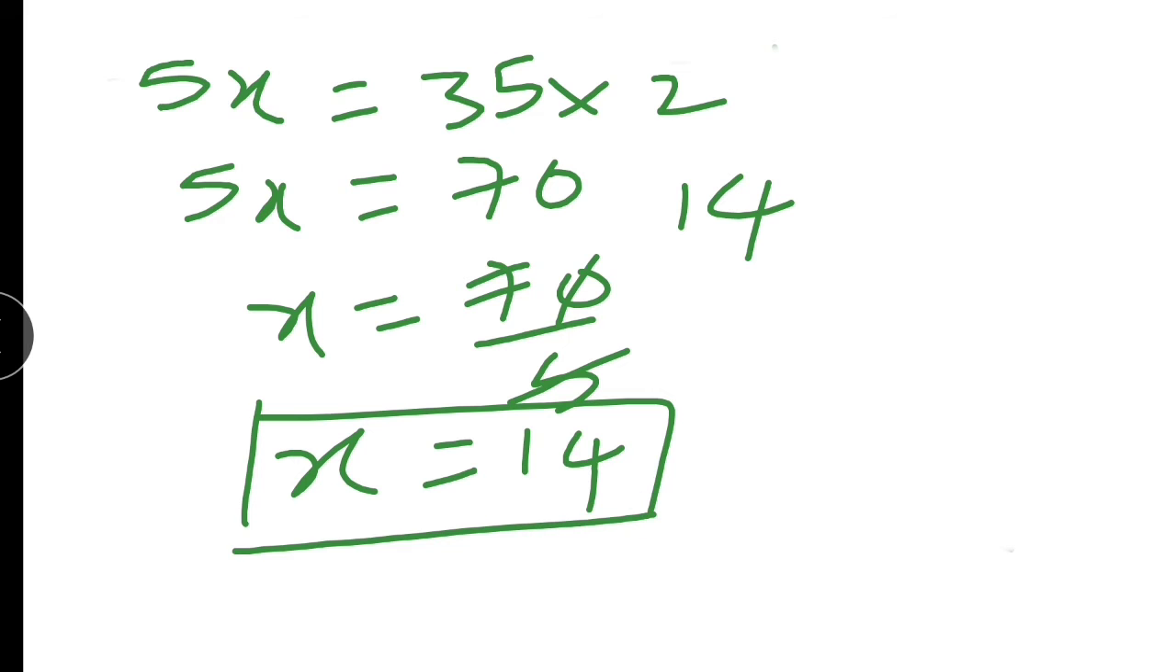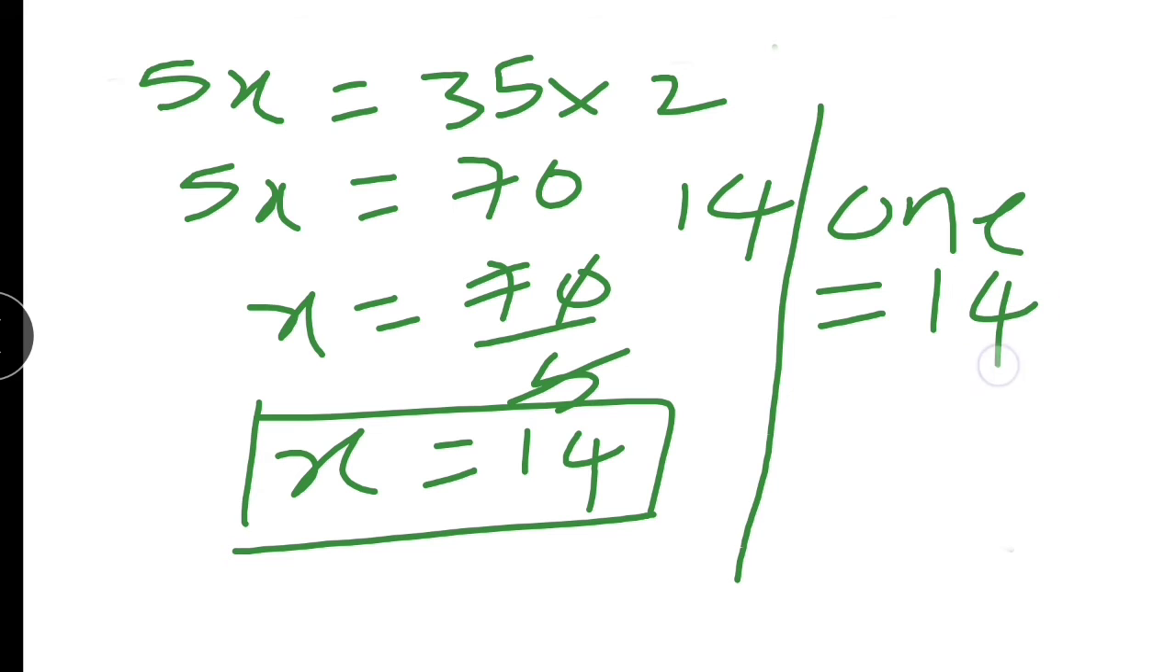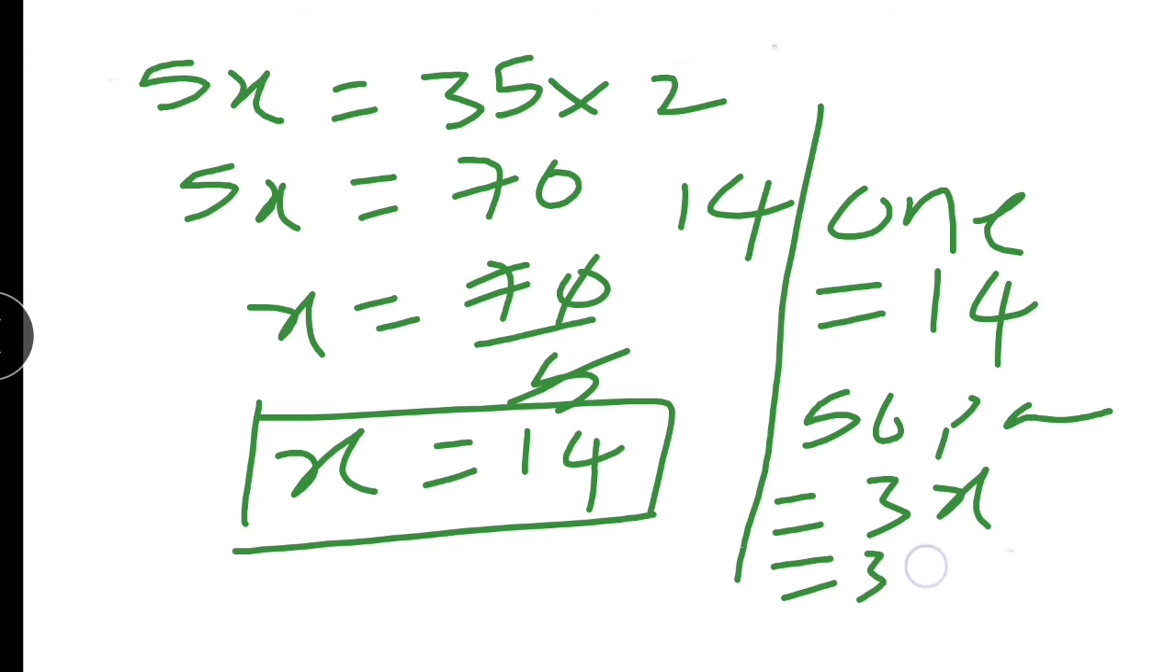So the x value is 14. That means the 1 rupee coins is x, how many? 14. The 50 paise coins, how many? 3x. So 3 into 14, how much? 42.